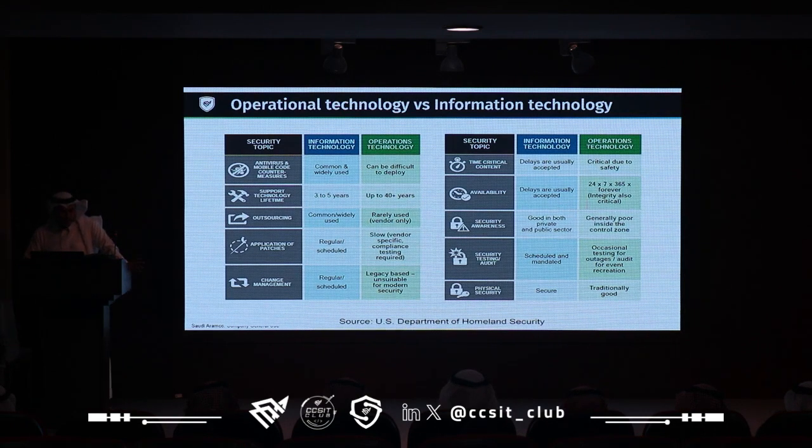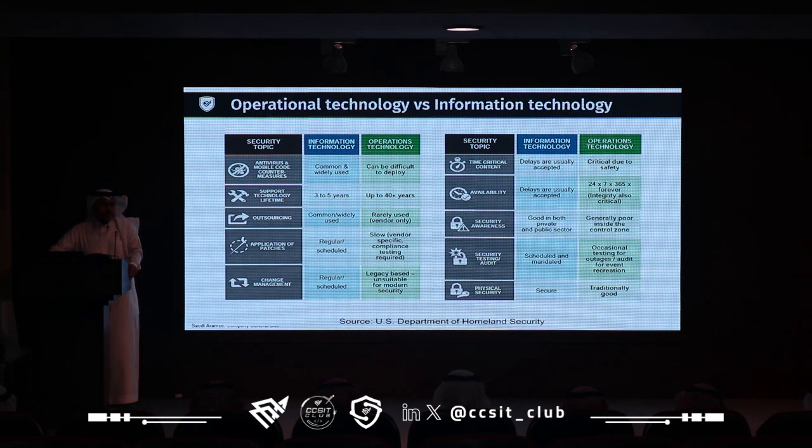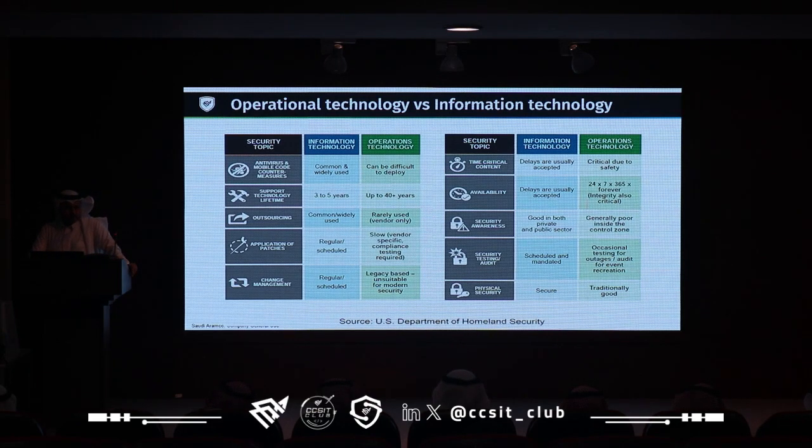Also, the support technology lifetime for IT is short. However, for OT it is more than 20 years. It reaches 40 years. Some instrumentation in the field has a lifetime of 40 years now in Saudi Aramco. Also, outsourcing in IT is common. You can outsource the services. However, in OT it is limited, and you can hardly outsource the service for OT because it's critical and isolated from outside environments.